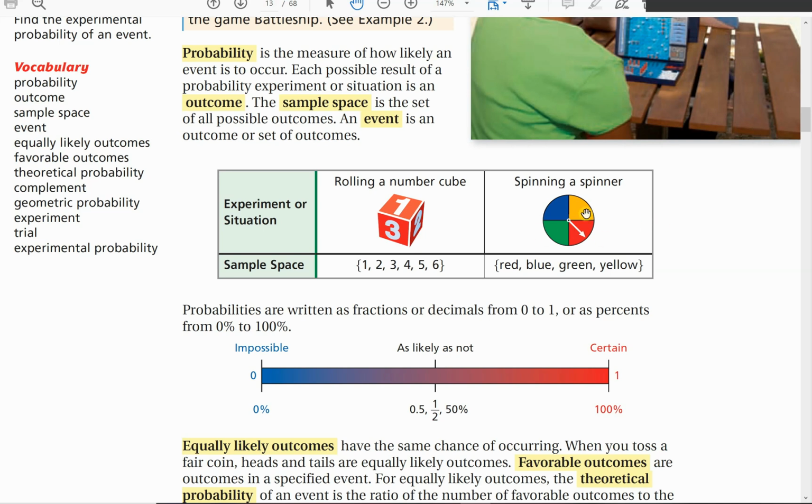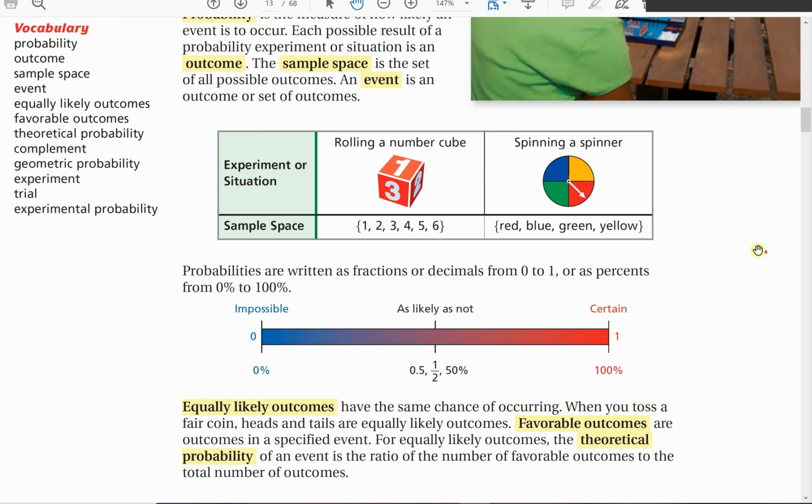This spinner has 4 colors. Sometimes you've probably seen spinners. Oh, the game of Life, right? You spin the spinner in the game of Life. There are 4 outcomes here: red, blue, green, yellow. That is your sample space. When you spin, it looks like they spun red, so their event is red, and that is the outcome.